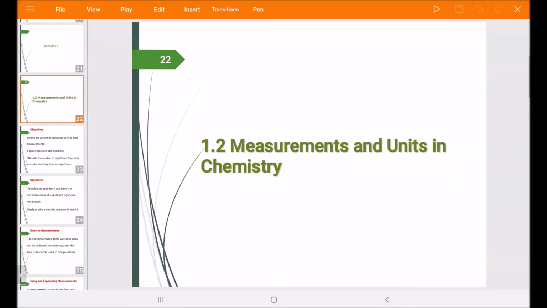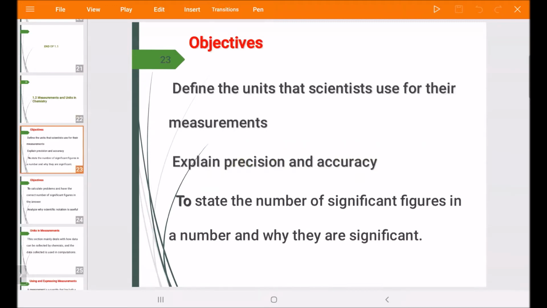So this is very basic science in chemistry. Now, the objective is to define the units that scientists use for their measurements. We'll explain what precision and accuracy mean, and we'll also state the number of significant figures in any number, and why they are significant. So this is very important, okay?